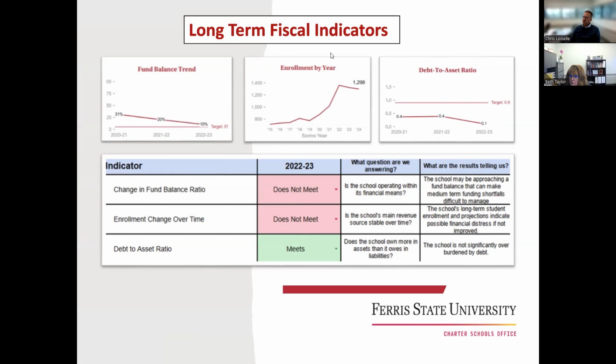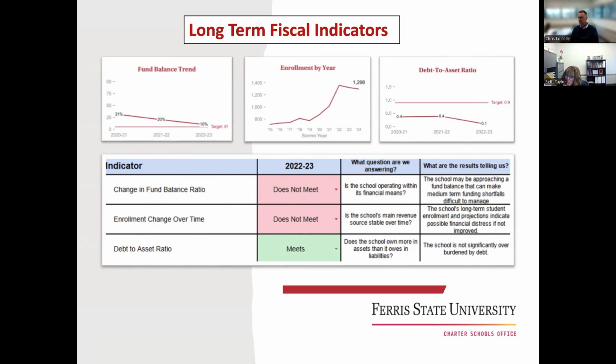In this case, for the school's enrollment by year, we look at 2 years of projections for a school's enrollment, and we have this KPI called enrollment change over time. If we see 2 years worth of declines in enrollment, we've identified that as an area of potential financial weakness in the school. The goal here would be to figure out what's happening.